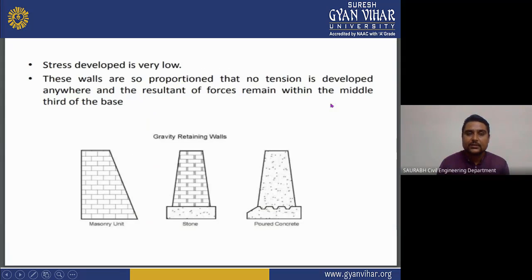Stress developed is very low. These walls are so proportioned that no tension is developed anywhere, and the resultant of force remains within the middle third of the base. As you can see here, this is your masonry unit wall, this is your stone unit wall, and this is your pure concrete wall, where we need to retain less mass. We can easily build the masonry unit gravity wall, where we need to retain more load of earth. We need to build a poured concrete wall.